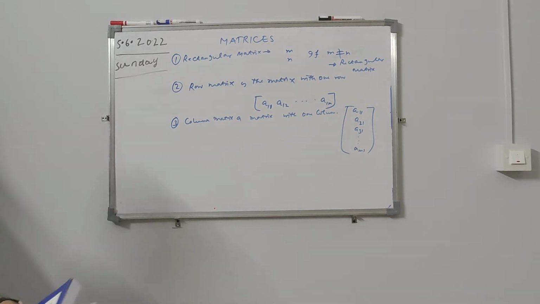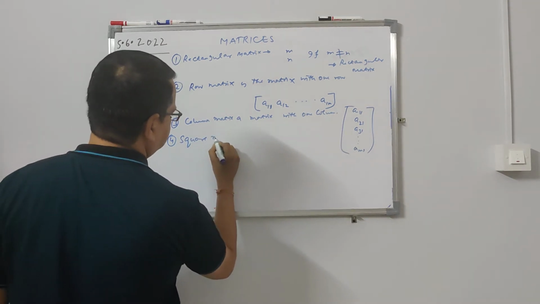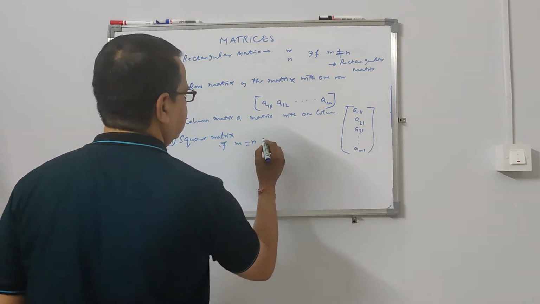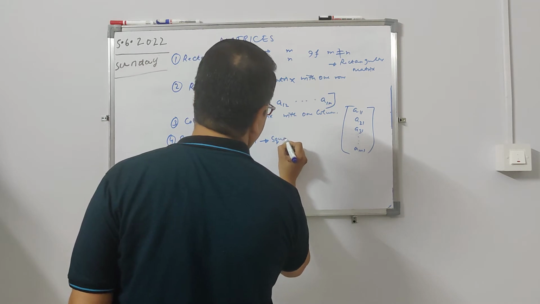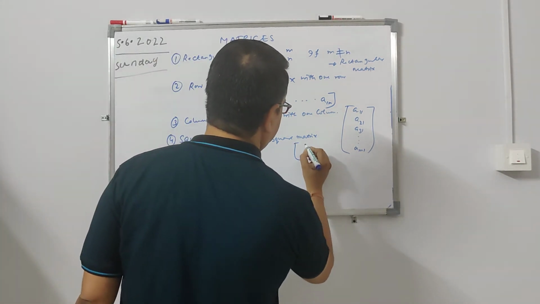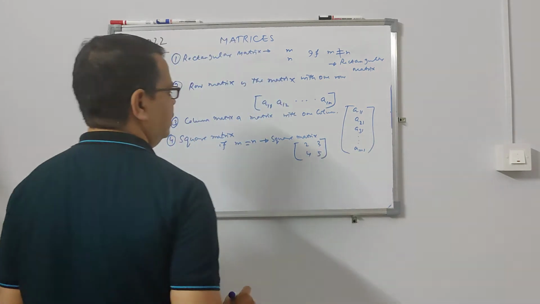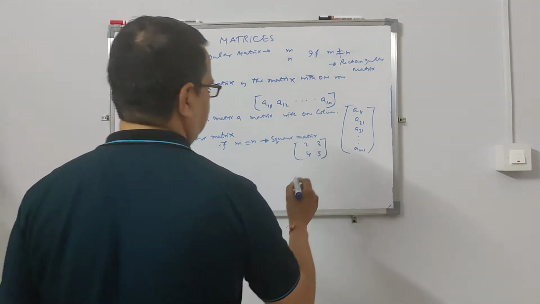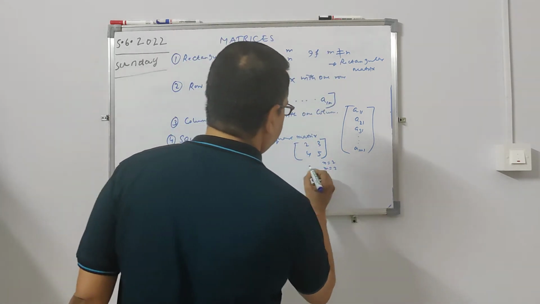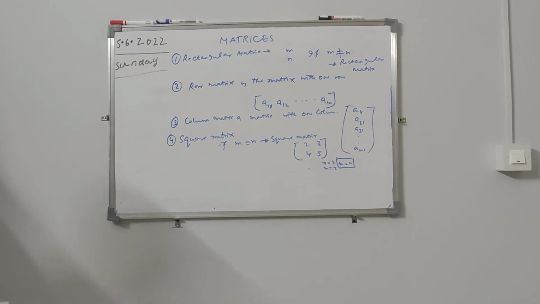Okay, then there is something called a square matrix. If m is equal to n, this becomes a square matrix. Clear? Suppose I have a matrix, let's say 2, 3, 4. Here the number of columns n is equal to 2, the number of rows m is equal to 2, so m is equal to n, that means it's a square matrix. Clear?